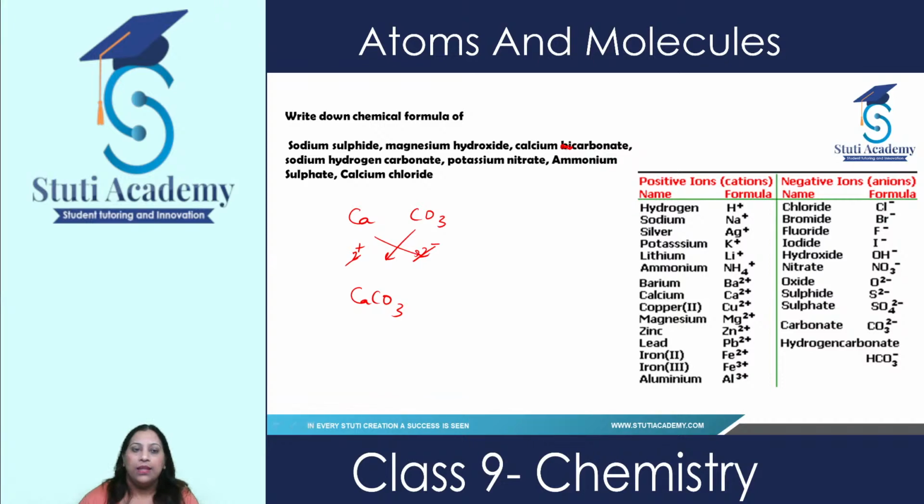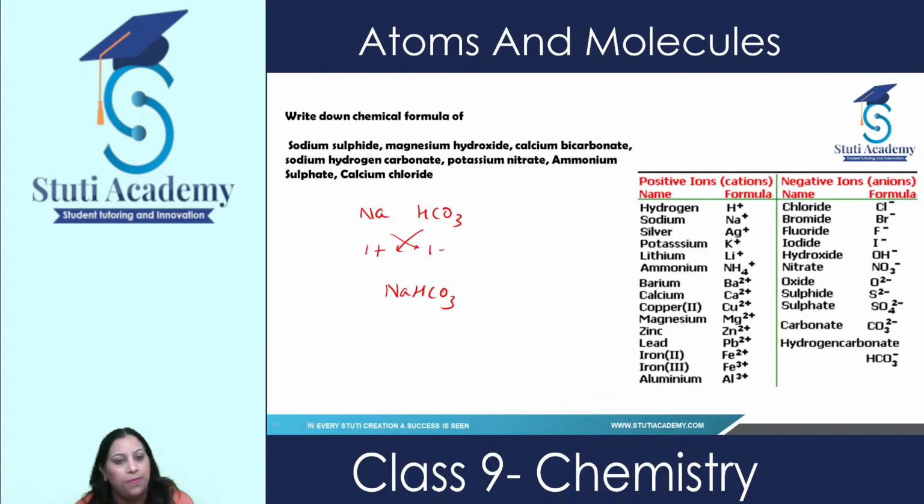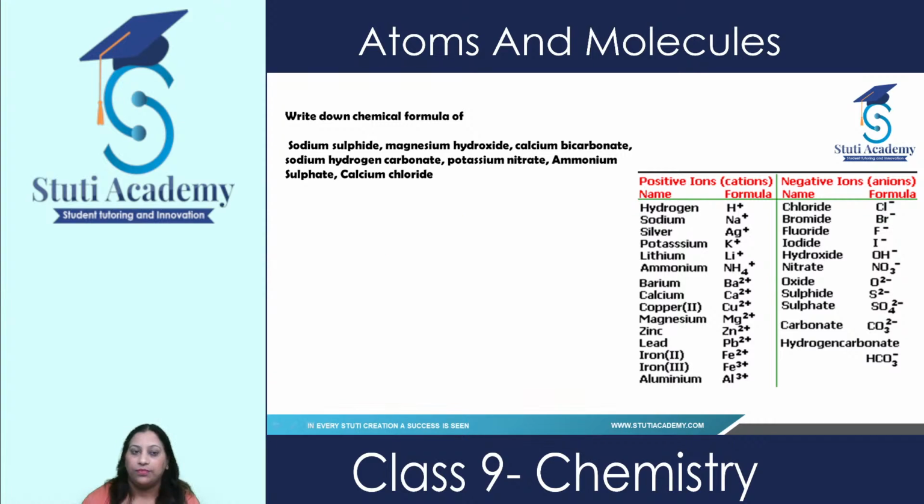Fine. Then sodium hydrogen carbonate. Sodium is 1 plus, hydrogen carbonate is 1 minus. Again, they are the same, so we simply write NaHCO3. I think this is very simple now. Then we have potassium nitrate. Now, simultaneously write down the answers. If you know the answer of these chemical formulas, write it down in the comment box.